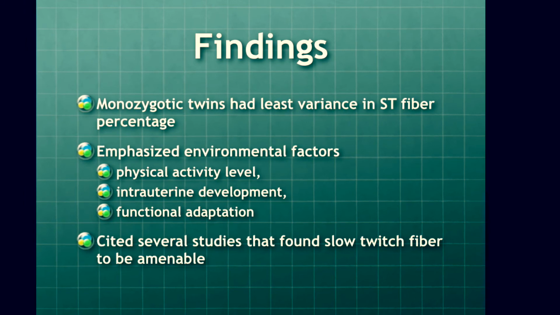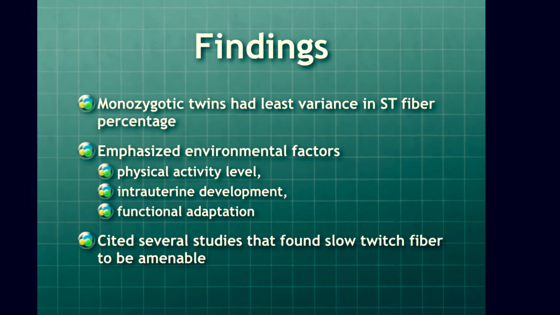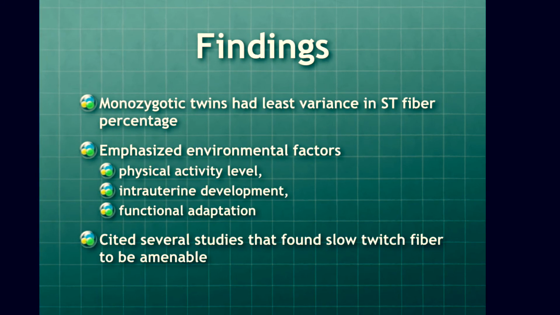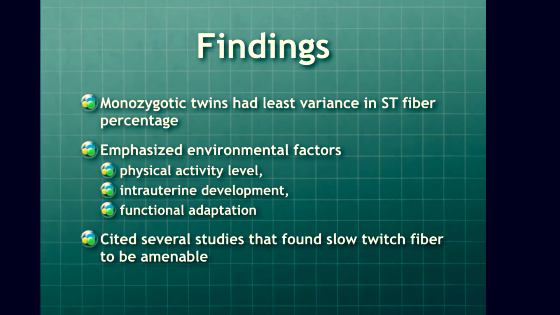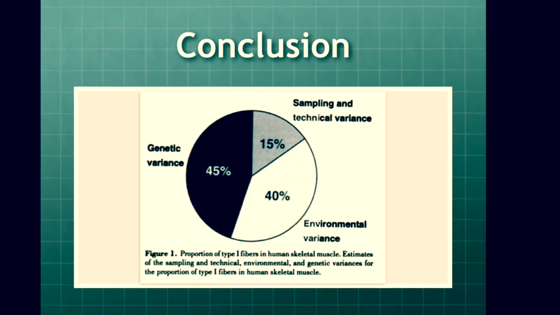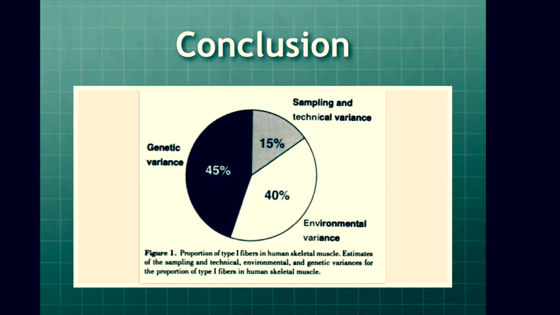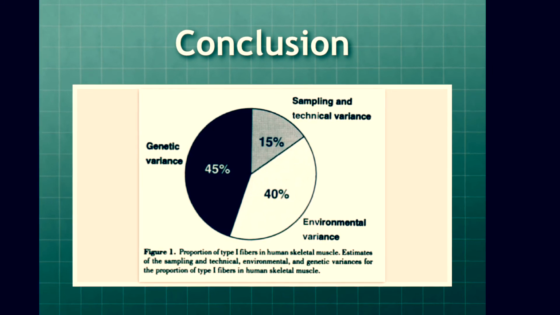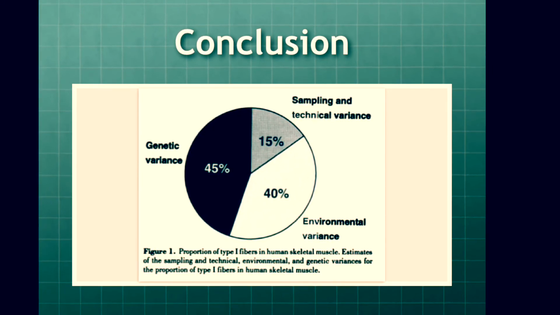And there's a bunch of factors that could influence this: diet, training level, physical activity level, and even intrauterine development, how the fetuses develop in the uterus. So this was the breakdown that they decided on: 45% was genetic variance, 40% was environmental, and 50% was just sampling and technical variance.